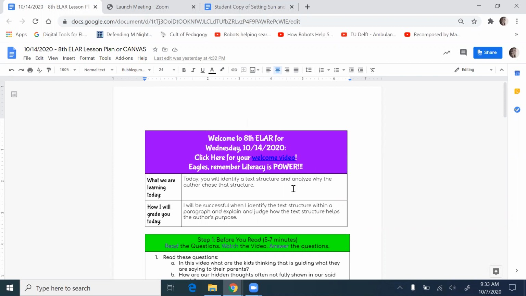And then by the end of the day, I want you to also be able to say, yes, they did a good job and it accomplished its purpose, or no, I think they could have made a better choice as an author. So I want you to be able to identify the text structure, explain why the author used it, and then judge how the text structure helped the reader, if it helped the reader.